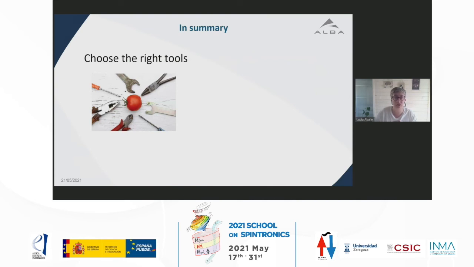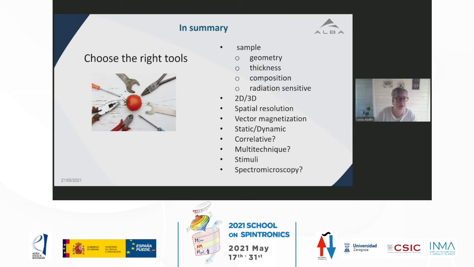In summary, as an experimentalist, I would like to tell you to always choose the right tools for your problem. It's very important to use the right instruments. And in the case of magnetic microscopy, you have to ask many questions, like what is my sample geometry, thickness, material? Is it radiation sensitive? Can I have it for days and days in the beam to get the best resolution in all the voxels, or will it decay after 2 hours? Do I need 2D or 3D magnetic information?